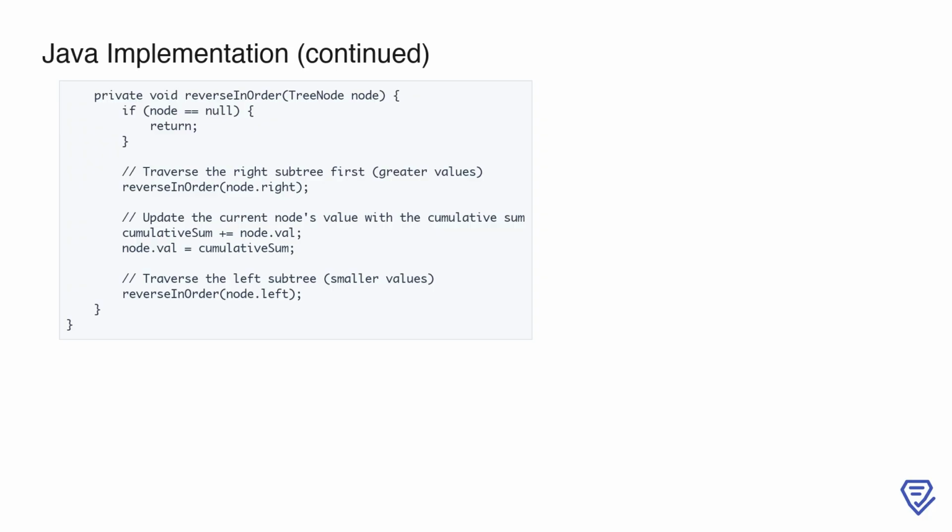Next, we update the current node's value by adding its original value to cumulative sum and storing the result back in node.val. This effectively incorporates all greater values seen so far into the current node. Finally, we move to the left subtree to process the smaller values. This approach ensures that each node is updated correctly to reflect the sum of all greater or equal values, completing the transformation of the tree.